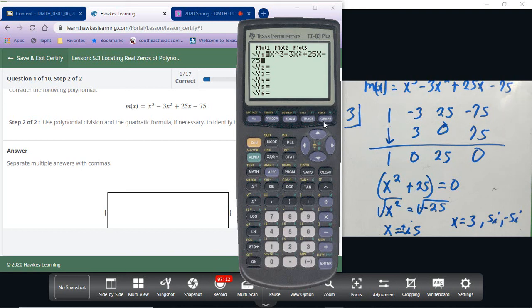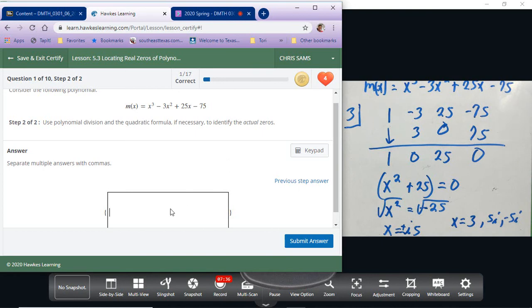I'm going to graph this. And you can see, if you count those tick marks, 1, 2, 3, you can see it crosses at 3. So once you get that 1, then you can solve it, and you'll have just a basic quadratic, and then we can solve either by factoring or quadratic formula or something like that. So for this problem, we have 3 answers: 3, 5i, and negative 5i.